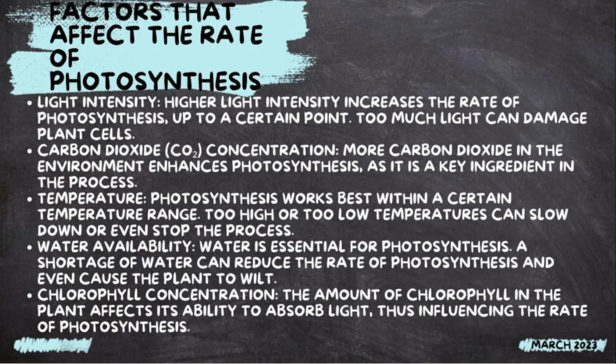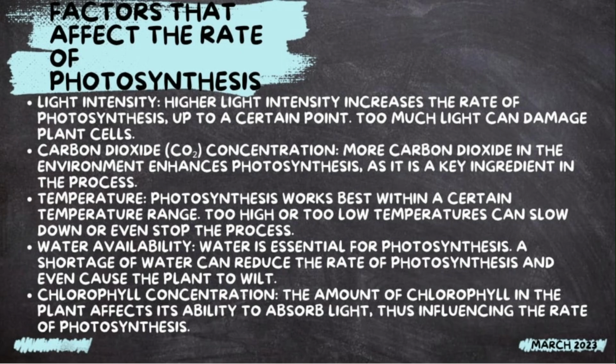The higher the light intensity, the more the rate of photosynthesis will speed up to a certain point, and we'll talk about that soon with a diagram. So it will increase until it cannot increase anymore, until it levels off. As I said before, too much light can damage plant cells. You have CO2, which is needed to drive the process, so it can also become a limiting factor.